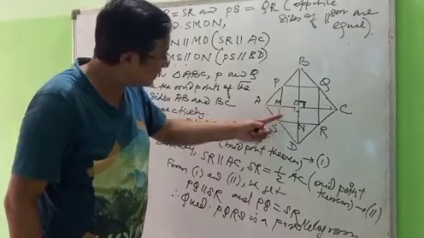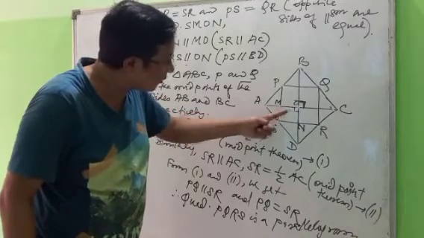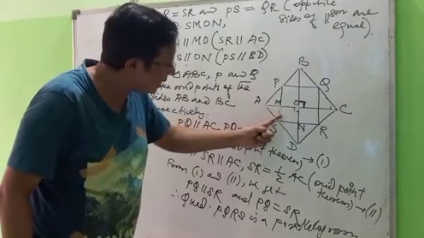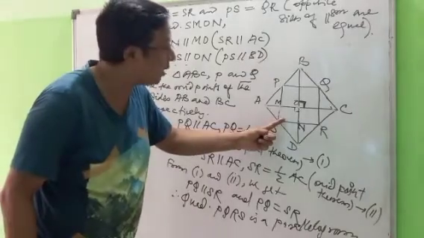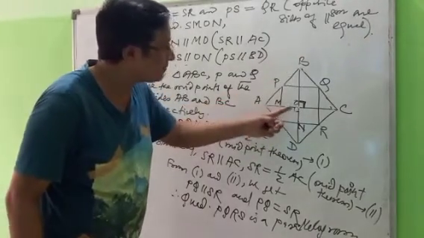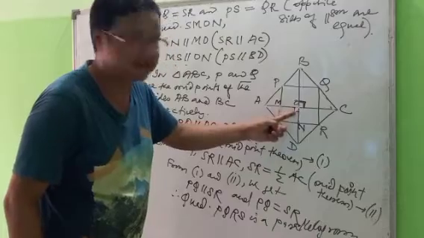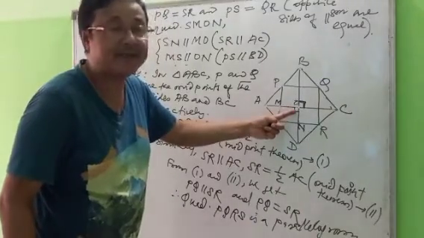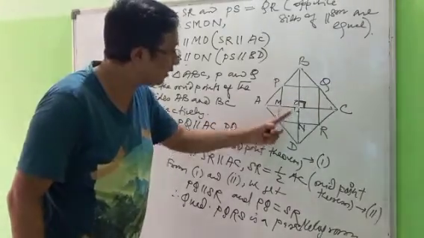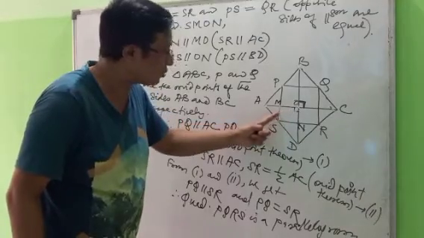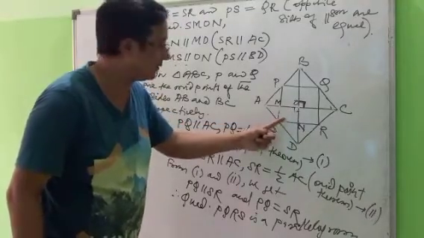If this has become a parallelogram, then the opposite angles are also equal. So here also you will get 90 degrees. Why? Because the diagonals of a rhombus bisect at right angles. That is why here the angle at the point is 90 degrees. So the opposite angle also will be equal. So this also will be 90 degrees.